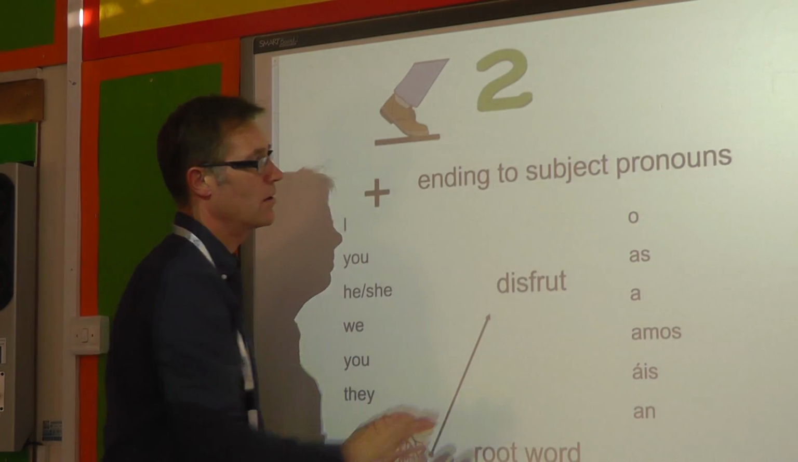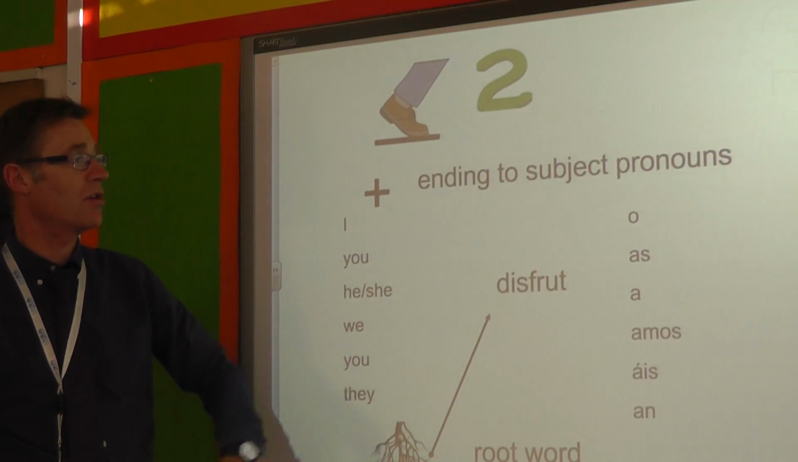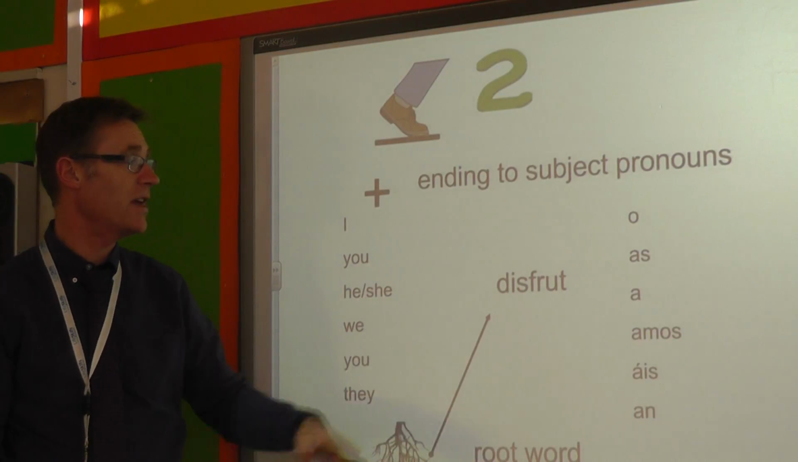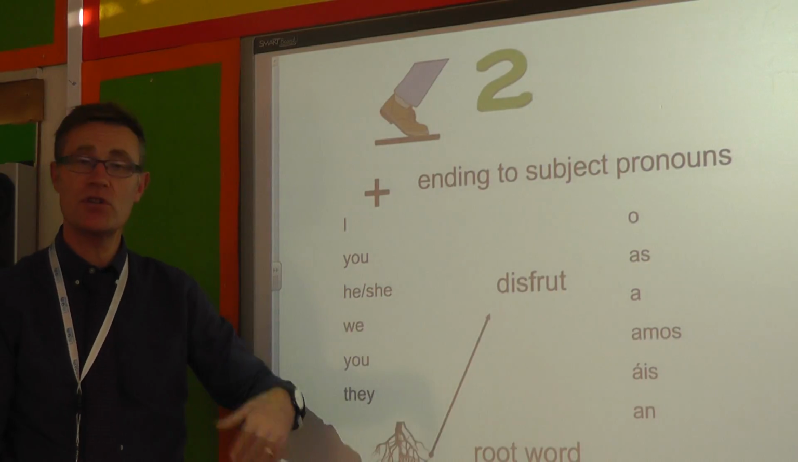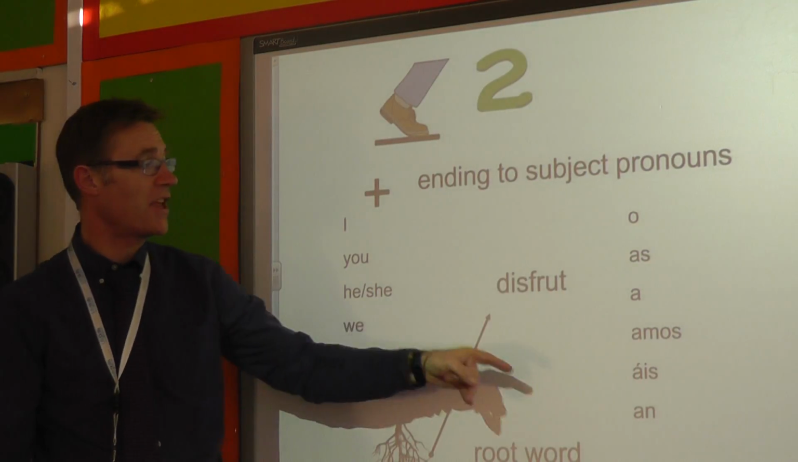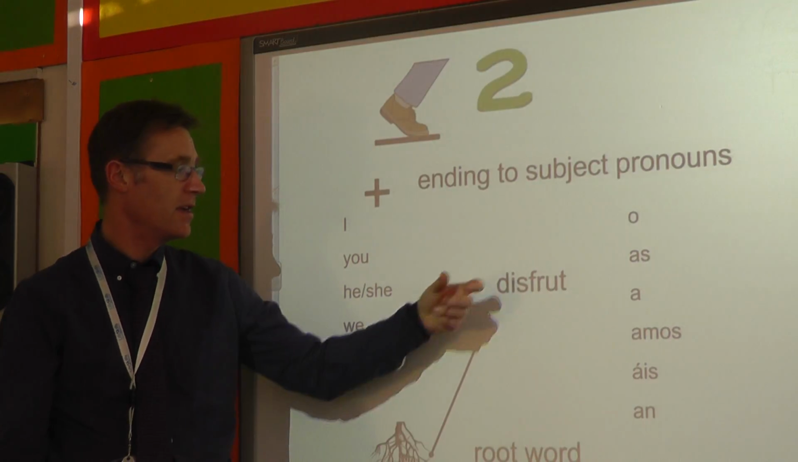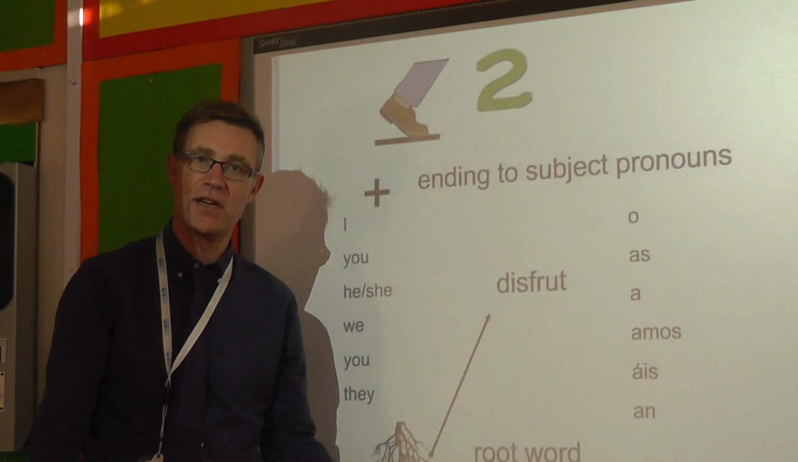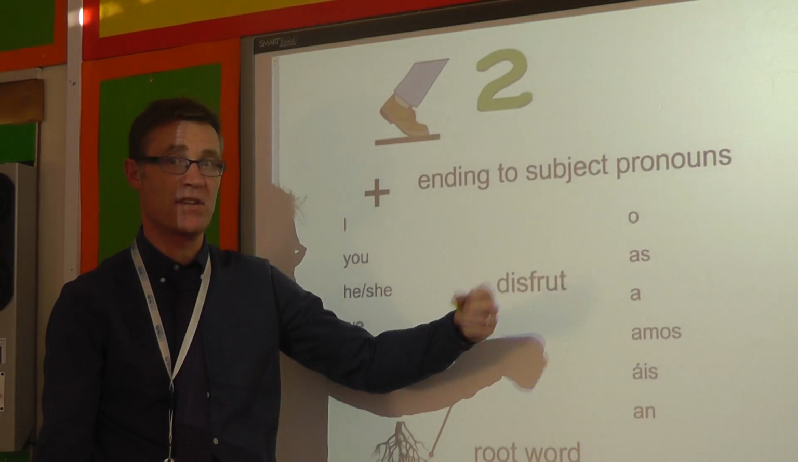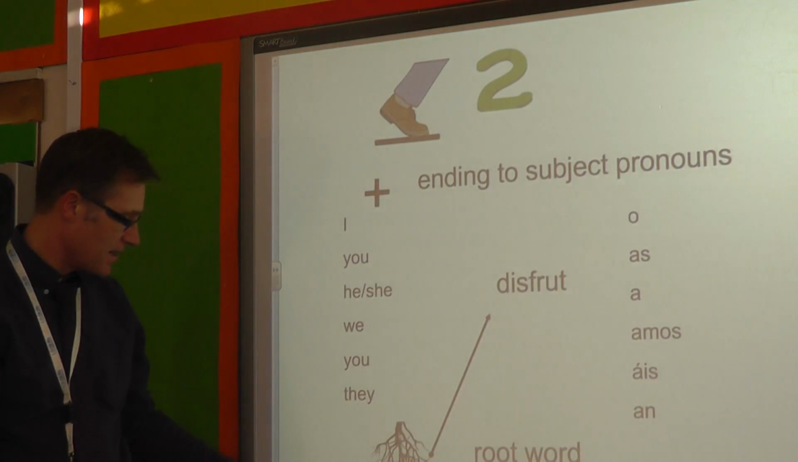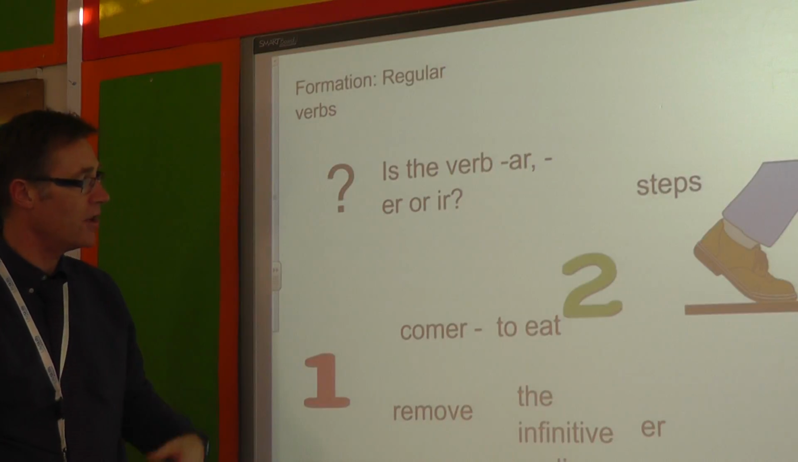Otra vez. Disfruto, I enjoy. Disfrutas, you enjoy. Disfruta, he or she enjoys. Disfrutamos, we enjoy. Disfrutáis, you plural enjoy. Disfrutan, they enjoy. So there's our root word. There we're adding our subject pronouns, that's our suffix. So that's what we have for an AR verb.